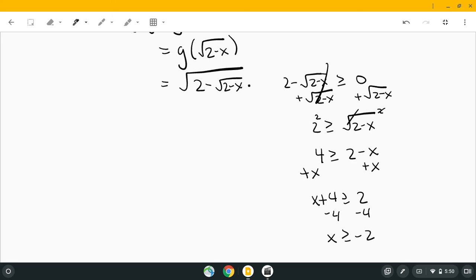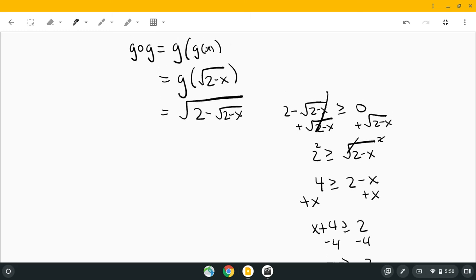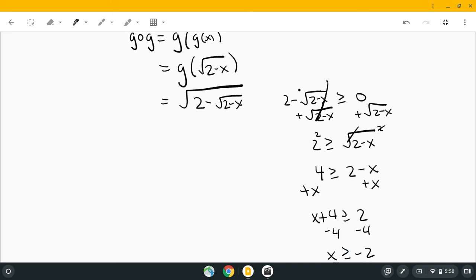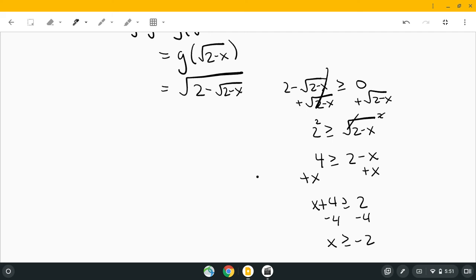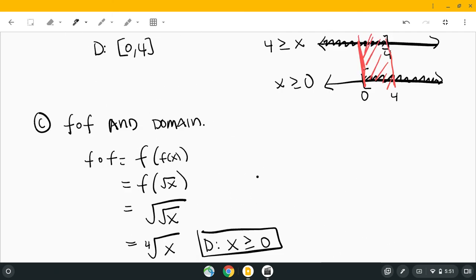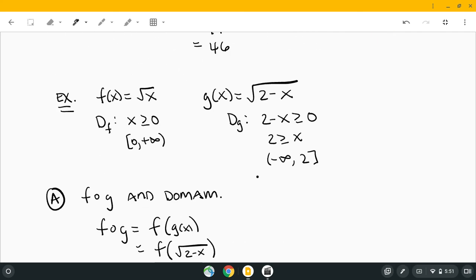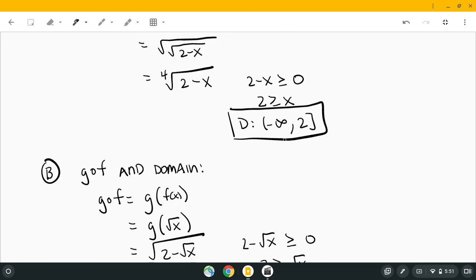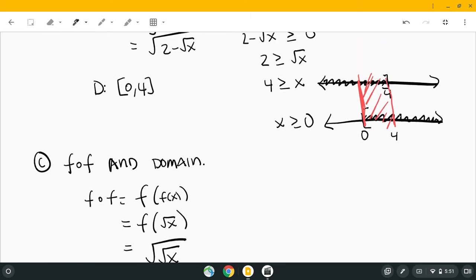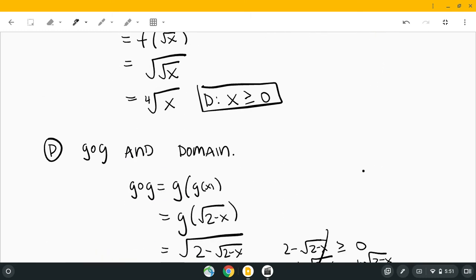All right, so that's my current domain, but again, I have to check over here and see if I need to exclude any values based on this function. So I have x is greater than or equal to negative 2, and we know, here's the g function, x is less than or equal to positive 2. All right, so let's take a look at those two together. We're going to have to look to see what they have in common.